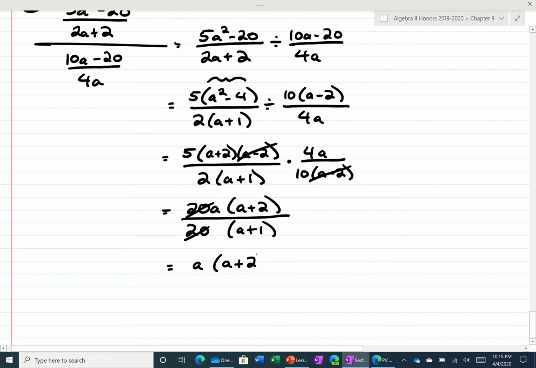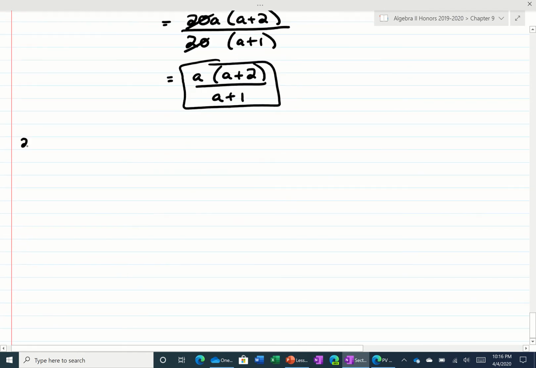A times (a plus 2), all divided by (a plus 1). That would be a final answer. Now, simplify means we cancel out common factors like what we did over here. It's totally fine to leave your answer like this. If you were to multiply the a in, that's not any more or less simplified. You could do that if you want. It's not necessary, so I'm just going to leave it alone.